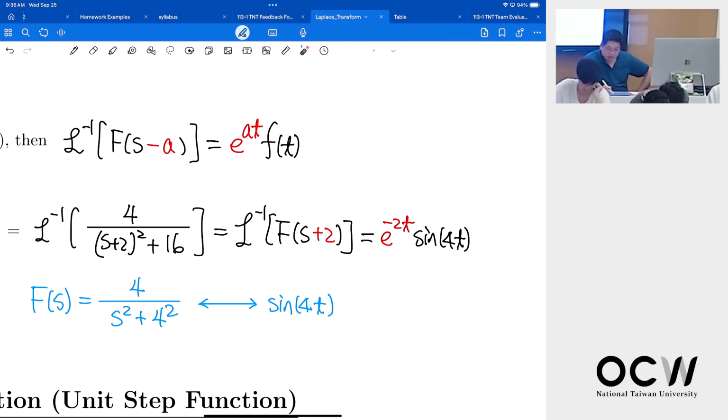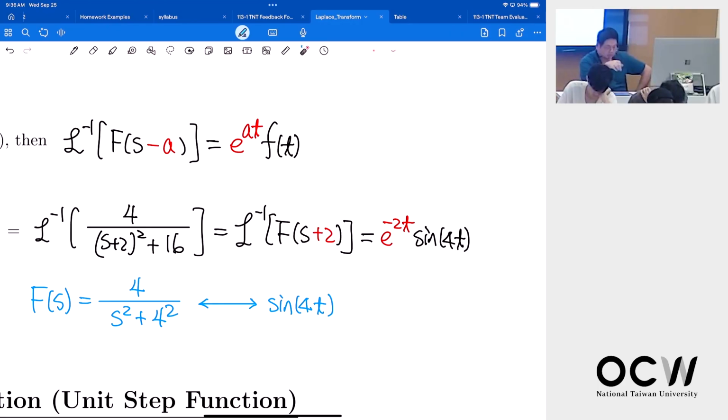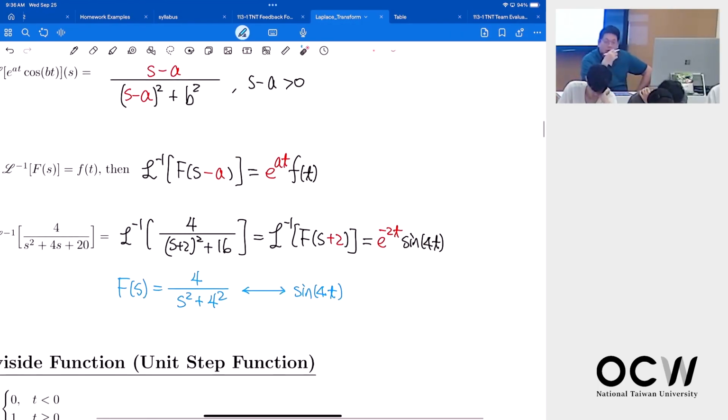Okay. Or if you check the table, you see that we also have this form. Okay, so (s minus a) squared, and you have the same b, then you know, okay, that's e to the at times sine. Okay. Any questions for this shifting theorem and also this example?